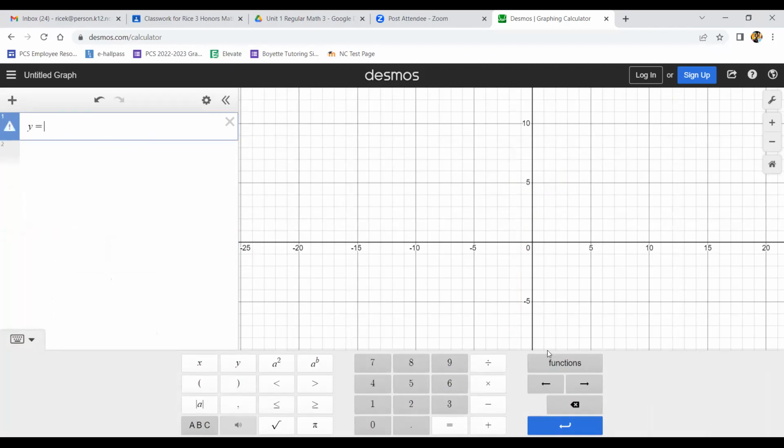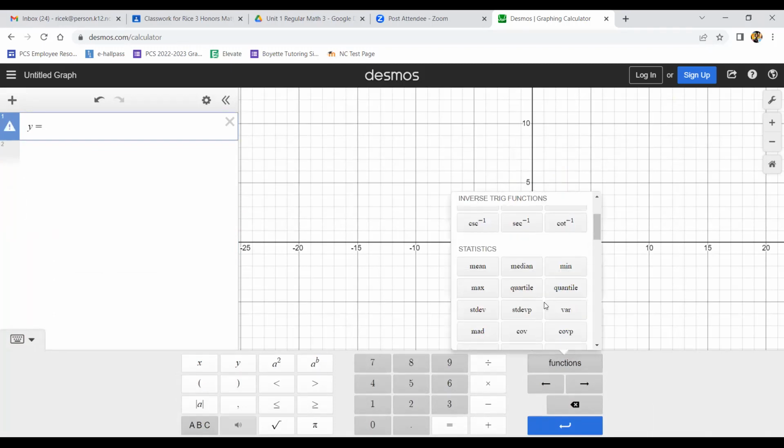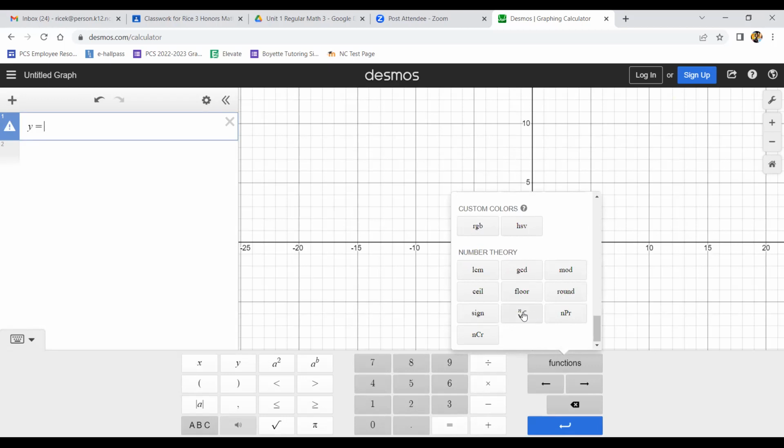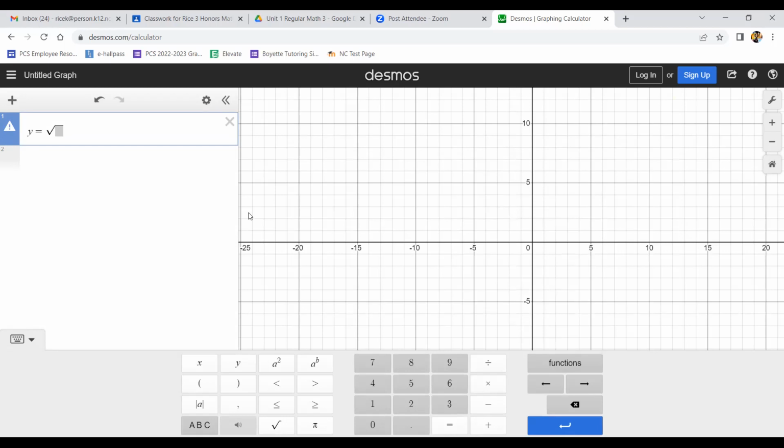Or I'm guessing it's here in functions. Let's see, cube root, cube root, cube root. Any cube roots? It's right down here. You'd click on this. So you'd go on functions, click on this one, and then it'll give you a space to put the 3 in for cube root. So you can do it either way. CBRT is how you'd get a cube root. Okay, so there's the cube root function. You can see that it's just like a cubic function. It's just kind of on its side instead.